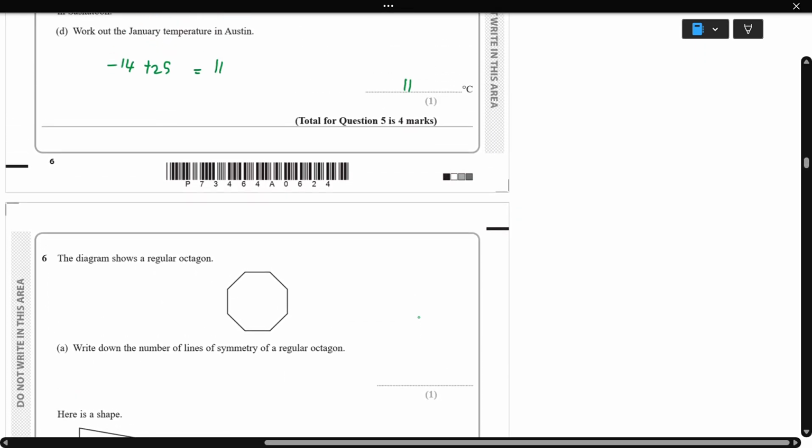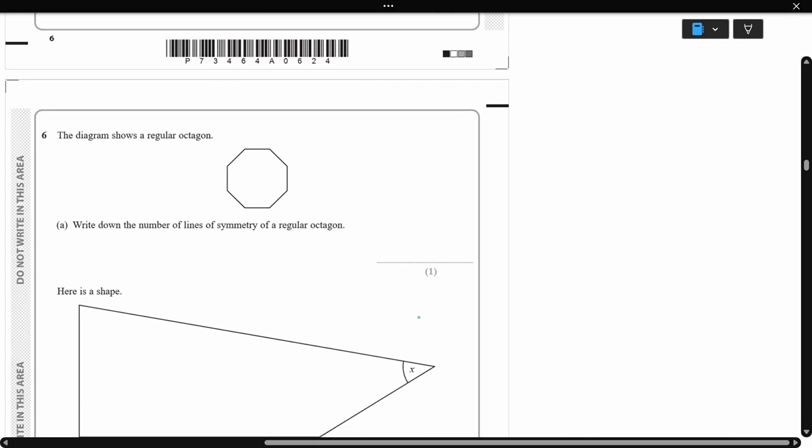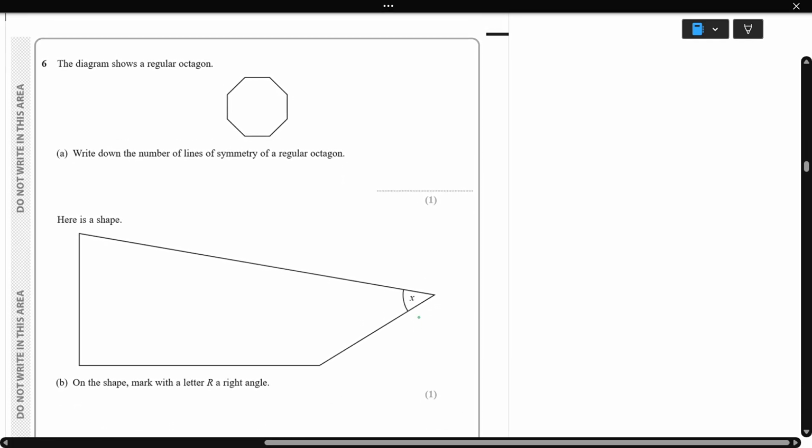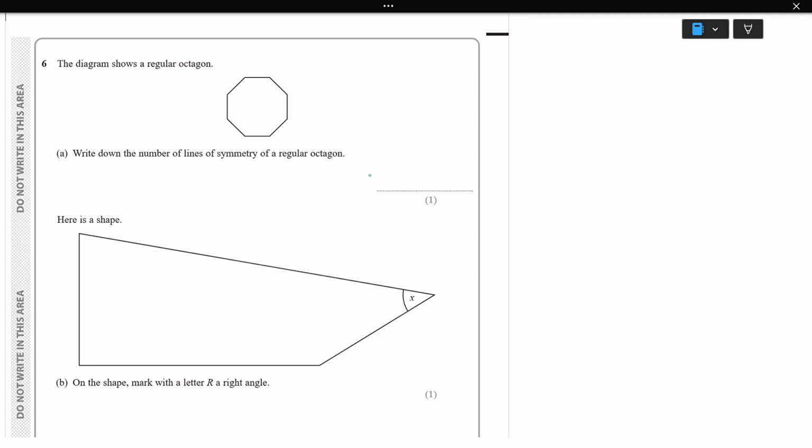The next part, the diagram shows a regular octagon. An octagon has 8 sides. Write down the number of lines of symmetry of a regular octagon. So for regular shapes, the number of sides equals the number of lines of symmetry, which is 8 here.